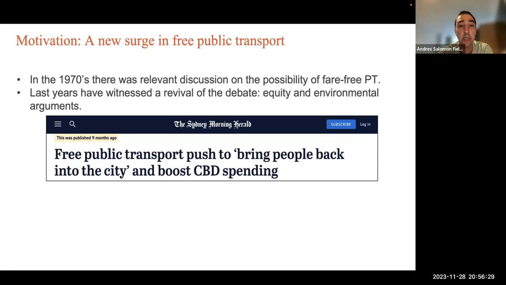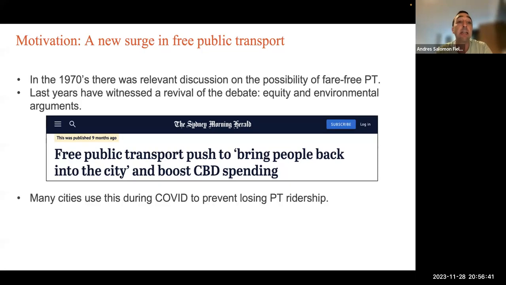This is one headline from 9 months ago in the Sydney Morning Herald, where people discussed the possibility of free public transport, particularly in the CBD. COVID was one relevant factor stimulating free public transport. Many cities, mostly in the US and China, also in other places, implemented free public transport in order to prevent losing too many public transport users.